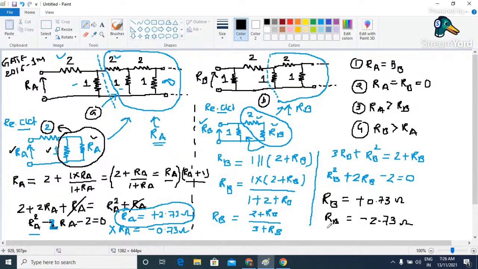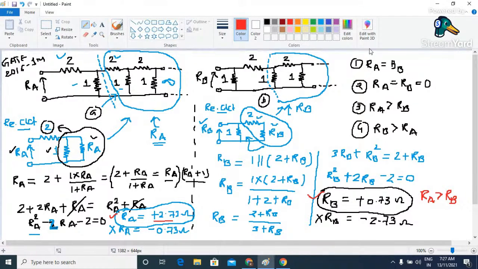And again apply the same logic: because it is a physical network, it is not possible to have resistors of negative value, so we need to ignore this. So finally we conclude that for this particular network, the value of effective resistance, which is nothing but RB, is plus 0.73. Now we need to tick the appropriate answer. We got the value of RA as plus 2.73 and the value of RB as plus 0.73. If you compare the magnitudes, we can easily conclude that the magnitude of RA is more than the magnitude of RB.